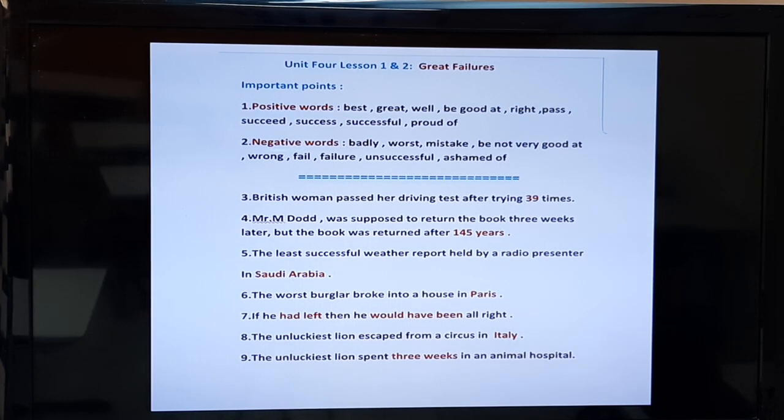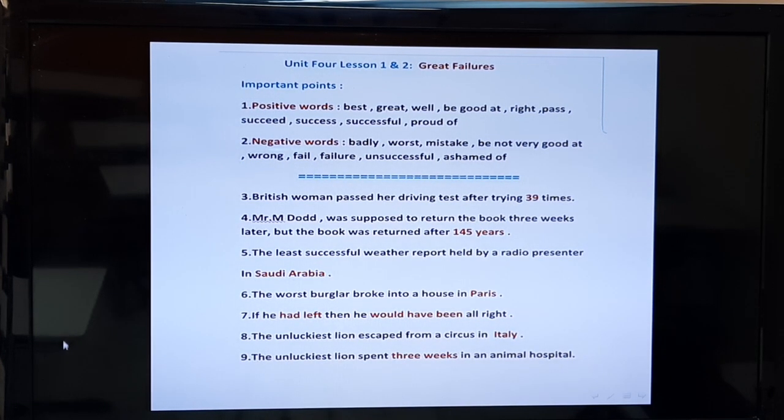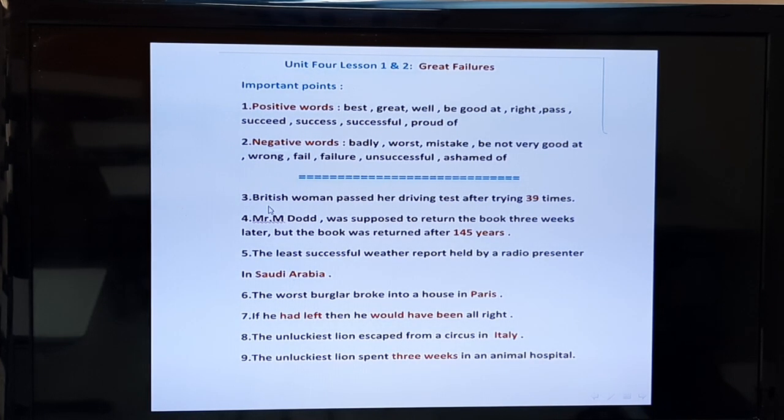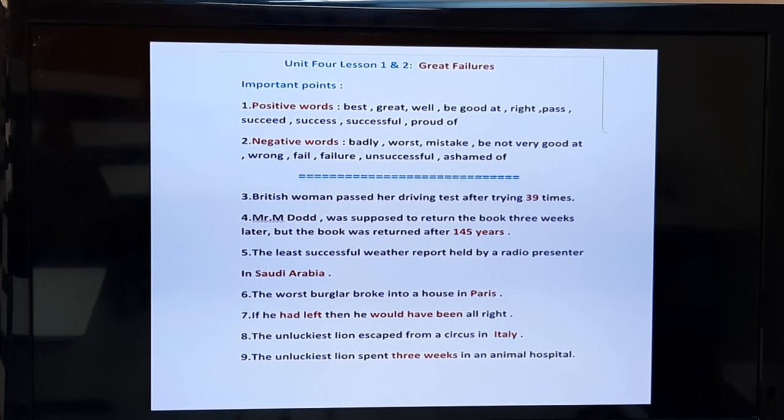Already we have learned this together, and it's done. So just here in the first page, it's an important point. As you see, number 1, positive words. Number 2, negative words. Number 3, about story 1, the first story about rich women. And number 4, 5, 6, 7, 8, 9. These are important points in lessons 1 and 2 in the course book, pages 42 and 43.